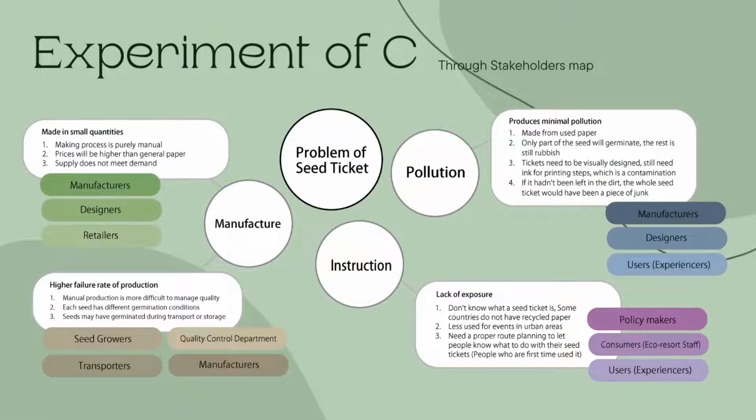The method I used in the testing phase was a stakeholder map. Through this experimental method, I discovered some problems that I did not realize and the stakeholders involved, which I need to take into consideration when running the eco resort.